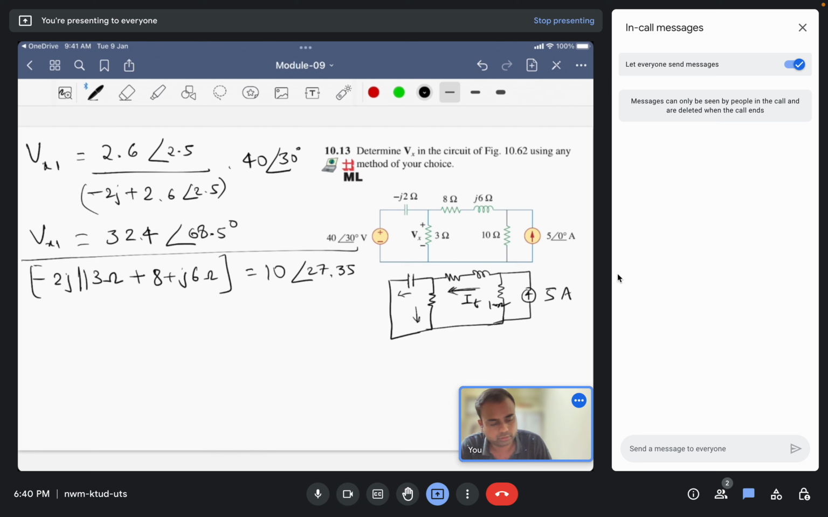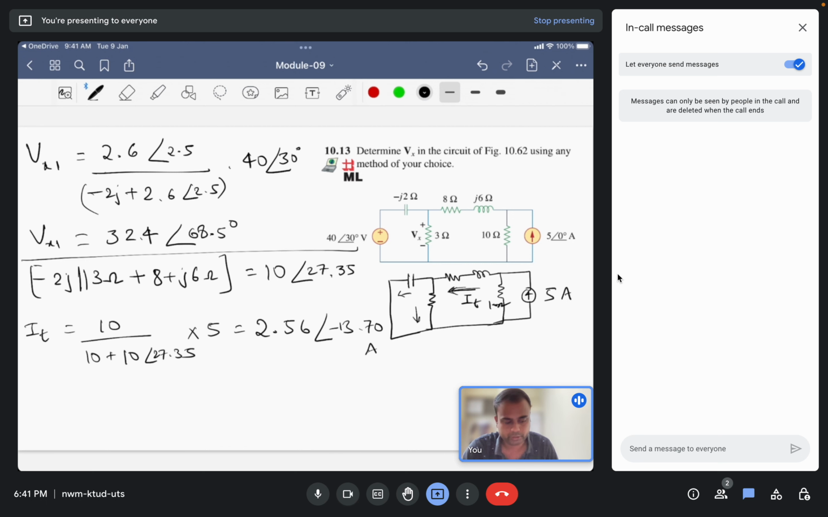So the current IT, simply IT is equal to 10 divided by 10 plus 10 angle 27.35 times 5 ampere. So 10 divided by 10 plus this term multiplied by 5. 2.56 angle minus 13.70 amperes will be the current flowing IT. So now IT will again bifurcate.